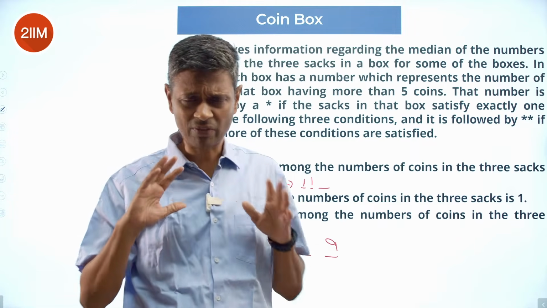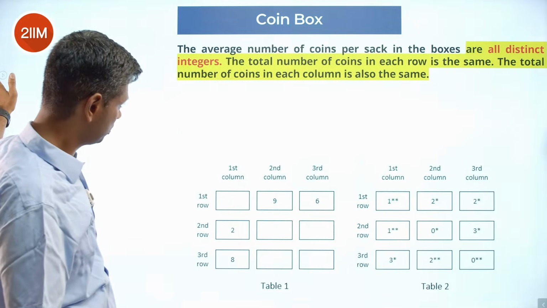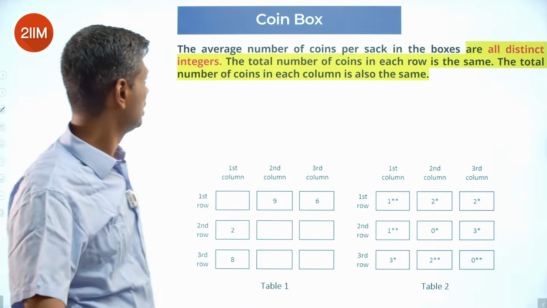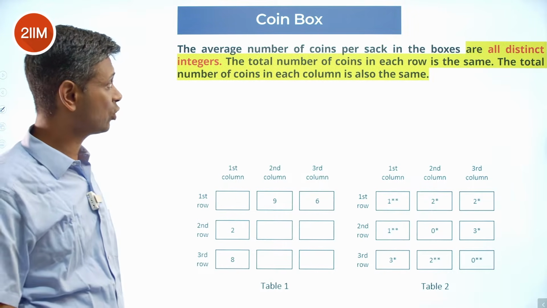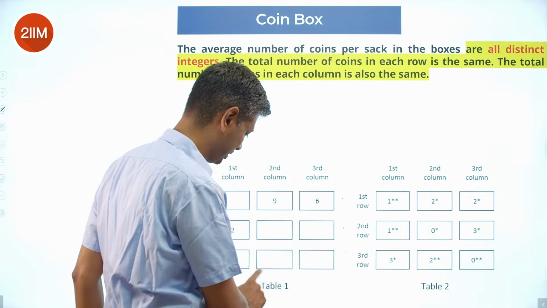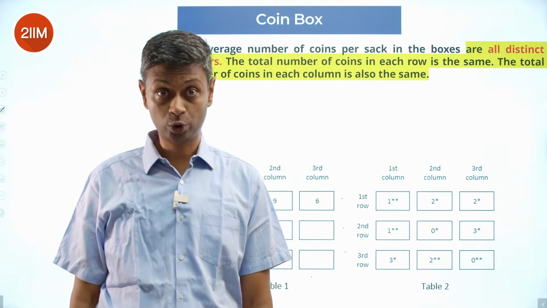I've understood the condition, but I can't grapple with all of these straight away. What I'm going to do is put these together and then think about it step by step. They're all distinct integers. The total number of coins in each row is the same, each column is the same. This is x, x, x, x, x, x. So the total of all the coins put together is 3x.